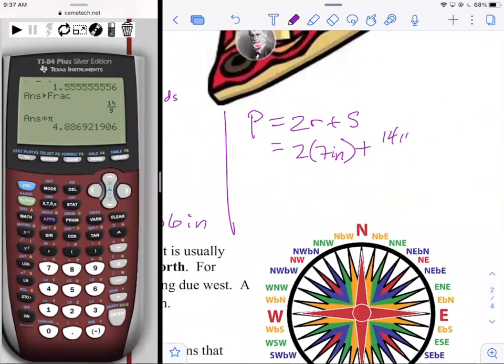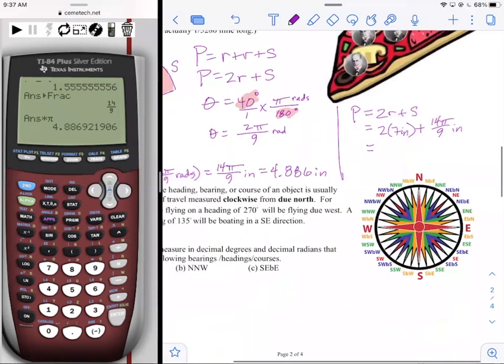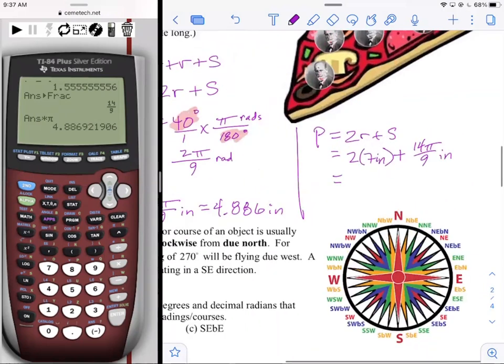So that's why it's good to have 2 different versions of the answer. We don't want to have rounding error ever. If we can help it, we use the actual answer. Now, you could also store it on your calculator, but then you'll lose it when you walk away from the problem. 14 pi 9ths is still there, ready to go.